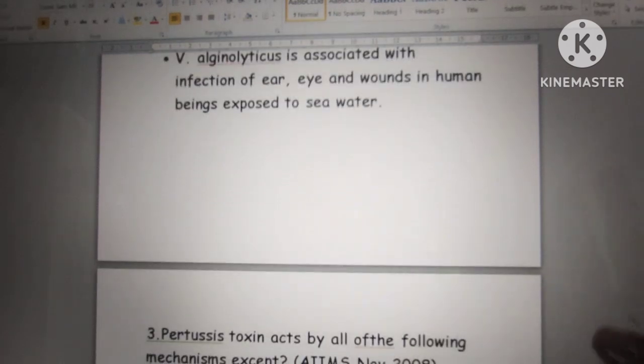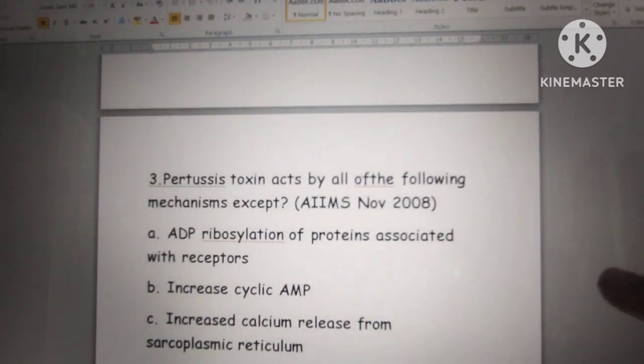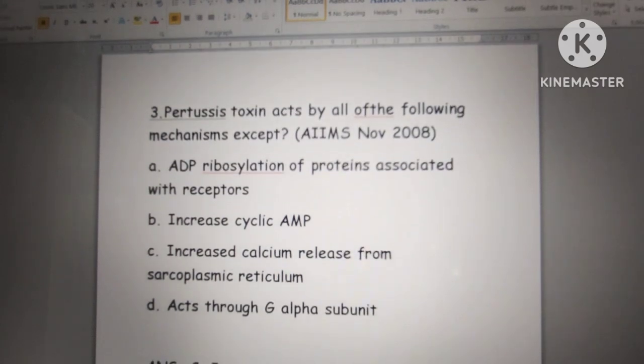The third question is, the pertussis toxin acts by all of the following mechanisms except: ADP ribosylation of protein associated with receptors, it acts through cyclic AMP, and it also acts through the G-alpha subunit. But the answer here was increased calcium release from the sarcoplasmic reticulum. The pertussis toxin has nothing to do with the calcium release from the sarcoplasmic reticulum.